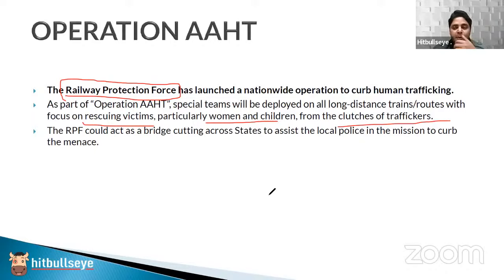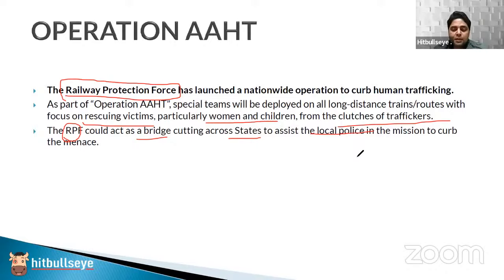They will be randomly checking long route trains. They can ask any question to anyone and check the identity cards, and that way they'll be able to locate any trafficking if at all it is happening. So the Railway Protection Force will act as a bridge across states to assist the local police in this mission, because generally that is the problem. The state police is under the control of the state government and has a limited jurisdiction, right?